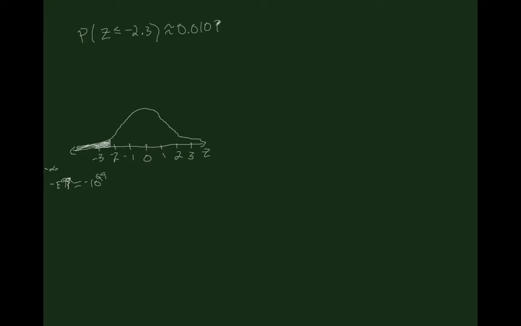And what that means is once you get to negative 2.3 on the horizontal axis, there's only about 1% of the total area left. So only about 1% of the time would you expect to sample numbers to the left of negative 2.3.